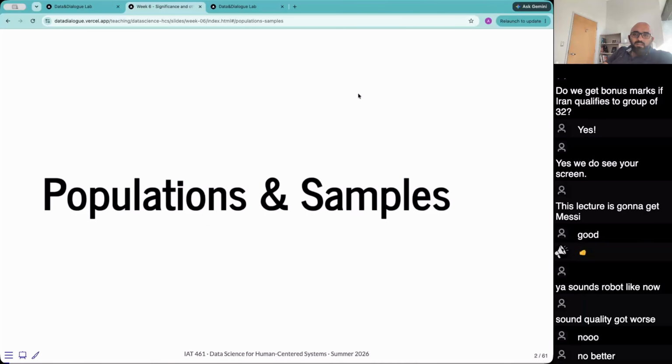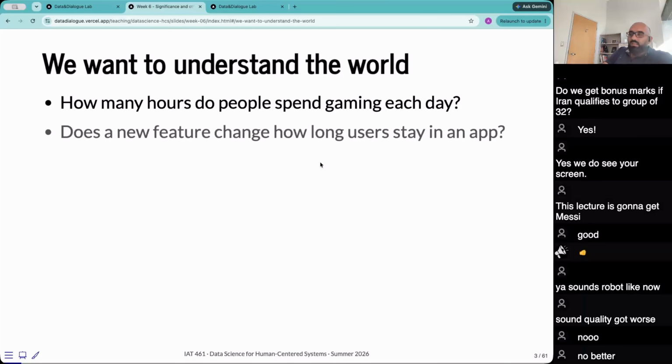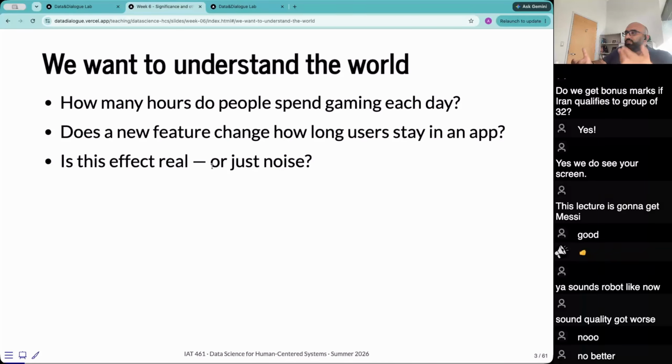So we're going to start with the two important concepts generally. In a lot of our research as data scientists, we want to understand the world. For example, we might ask the question, how many hours do people spend gaming each day? And then we might ask, does a new feature change how long users stay in one app? We can then ask, is this thing that we're seeing, whether that's increasing how long they're staying in the app, real or is it just some noise? Is it just randomness? It's an important question.